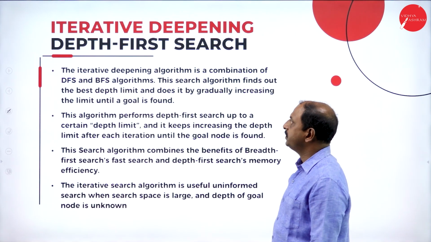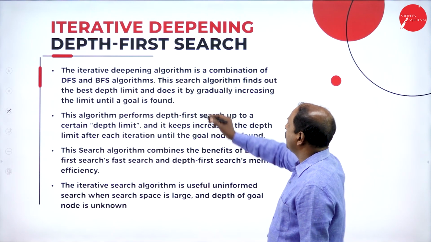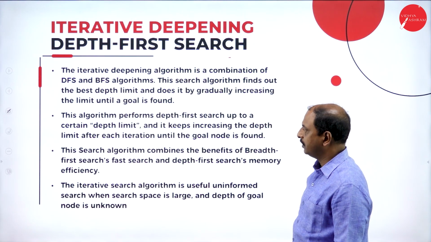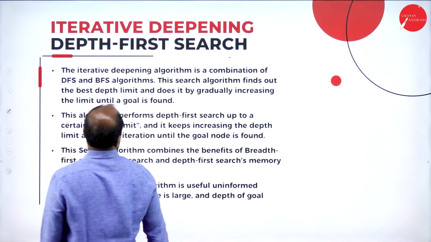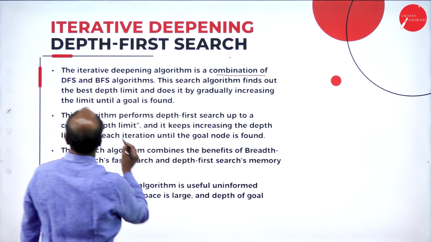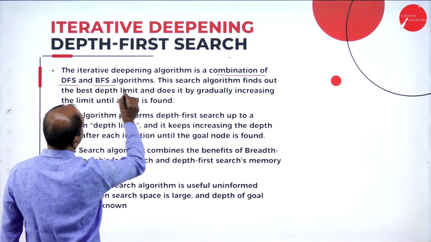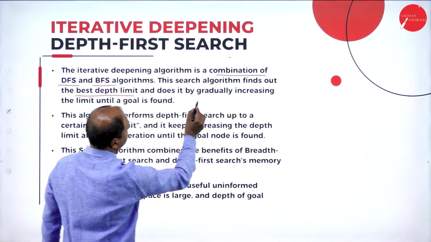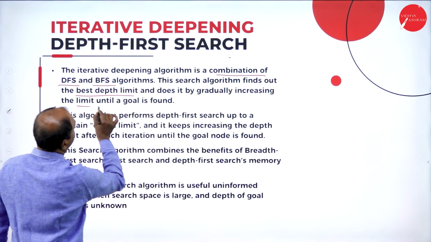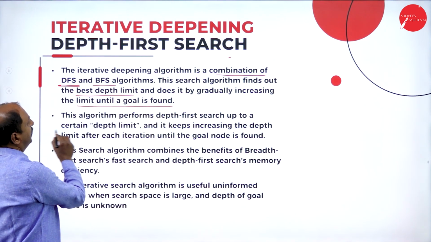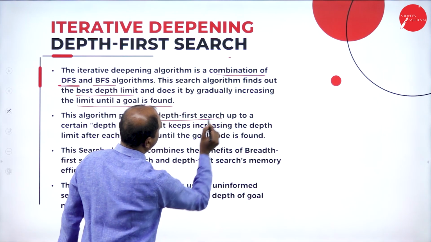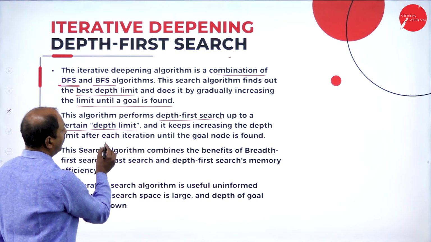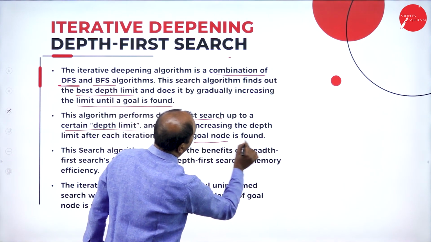Now in the next slide, we will see another type of algorithm, iterative deepening depth first search. Let us see the definition of this. It is a combination of DFS and BFS algorithms. It finds the best depth limit by gradually increasing the limit until a goal is found. This algorithm performs depth first search up to a certain depth limit and keeps increasing the depth limit after each iteration until the goal node is found.